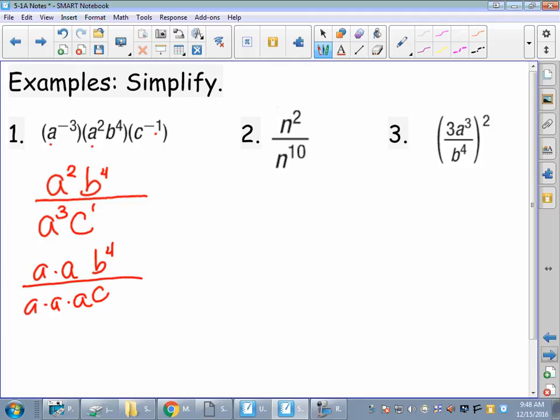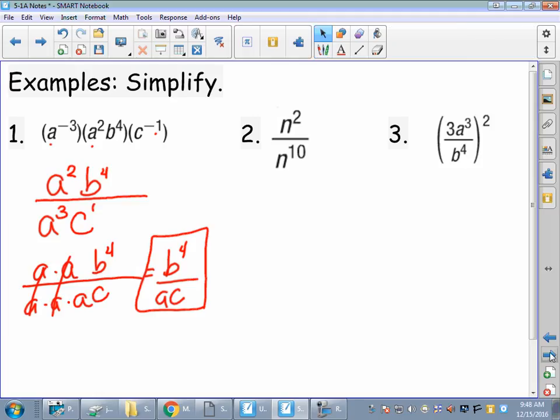And when I do that, I can see that 2 of my a's are going to simplify into 1, and that leaves me an a in the denominator. So my final answer here is b to the 4th over ac. I look at my rules of simplifying. I don't have any negative exponents. I only have one base each. Fractions have been simplified. Everything's pretty.